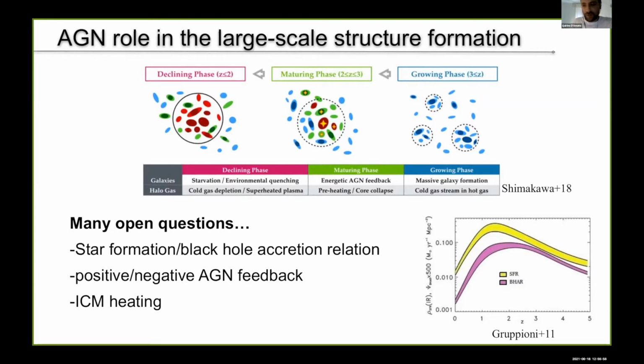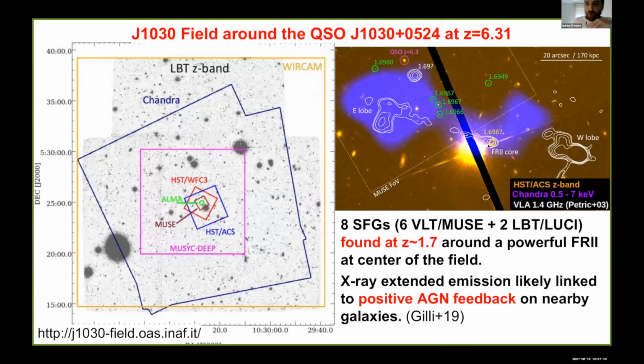When we talk about AGN feedback, we often talk about the quenching of star formation, but actually AGN feedback could possibly also enhance star formation, at least in nearby galaxies. Today I will talk about a prototype example of such a mechanism. So this is our guy. You see here the HST image with the radio contours from the VLA in white, and in the circle you see the spectroscopically confirmed members of the structure assembling around the FR2.